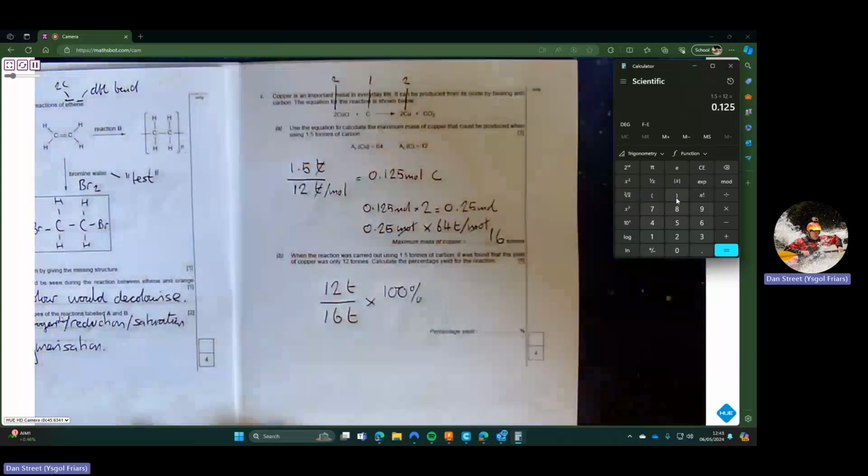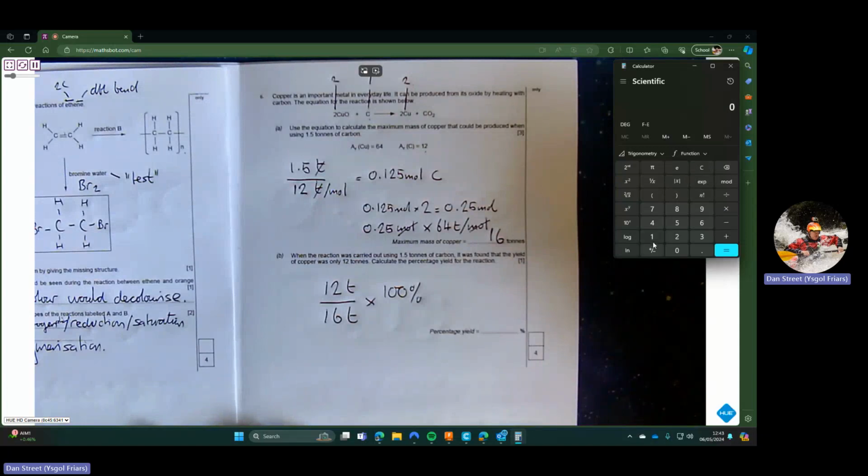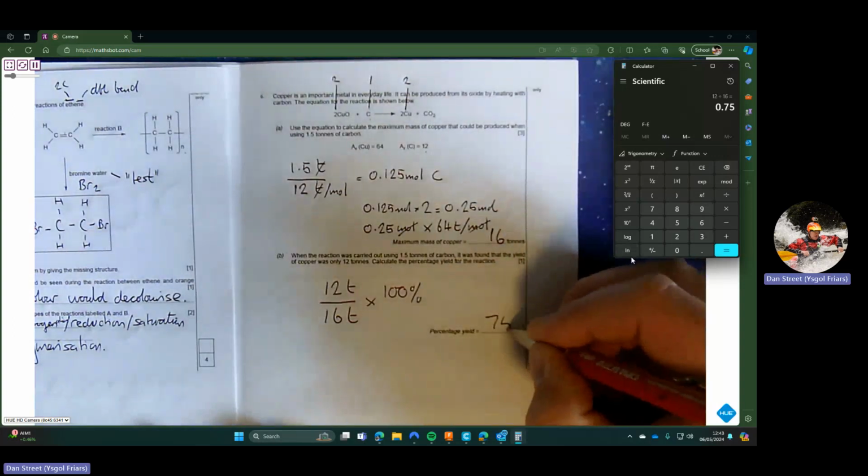And I think it's 75%, but we'll go through the motions. So 12 divided by 16, 0.75, which is 75%.